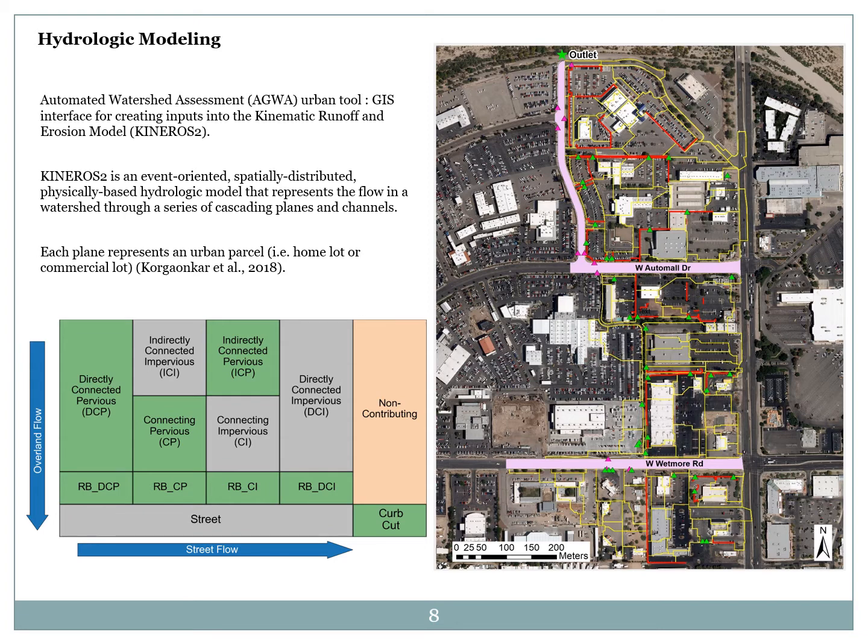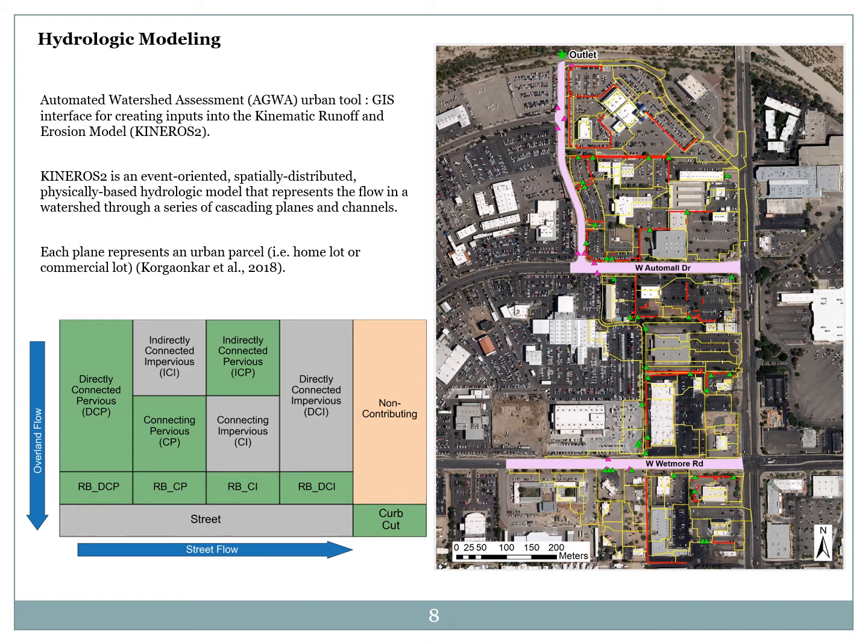For the next step in this process, we took the site designs and integrated them into a hydrologic model of the study site. To develop the model, we used the Agua Urban tool, which is a GIS interface for creating inputs into the Kinross 2 hydrologic model. Kinross 2 is an event-oriented, spatially distributed model, meaning that the watershed area can be subdivided into many small urban parcels. The model simulates each individual parcel, and then you specify how water flows between the parcels.